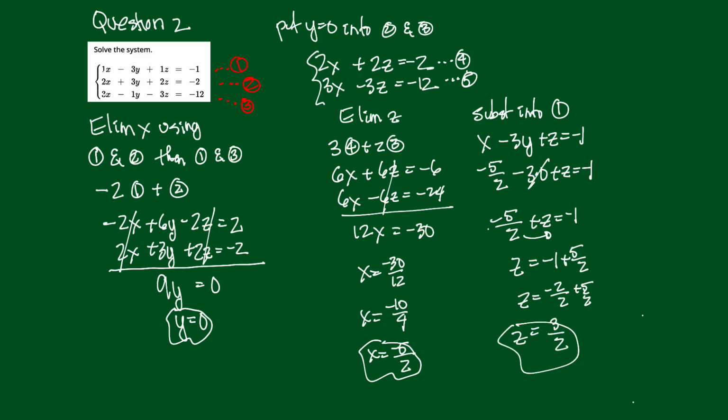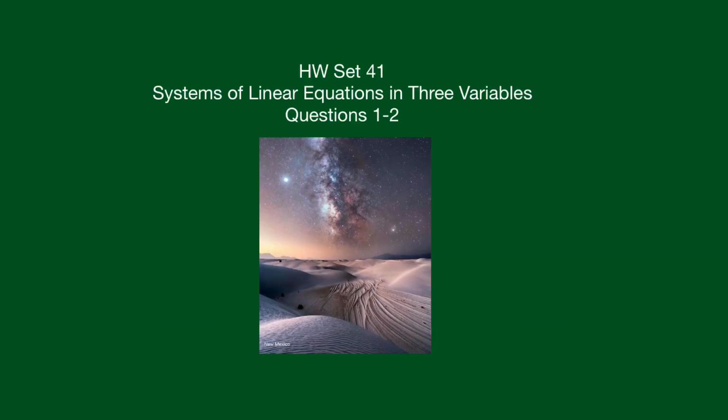Okay, so now I claim that I've got it. Here's what I think I have. x is negative 5 halves. y is 0. z is 3 halves. I'm going to claim that that is the solution to this system. That will end this little part of homework set 41.